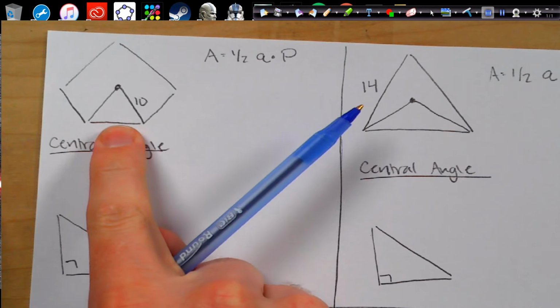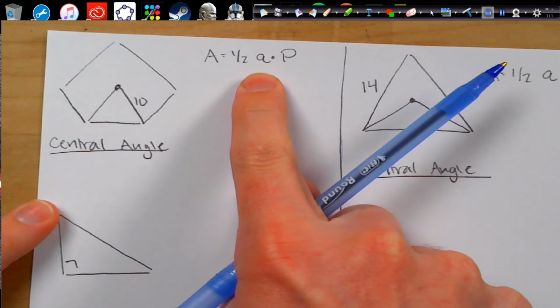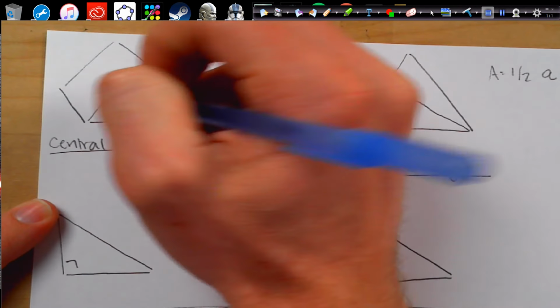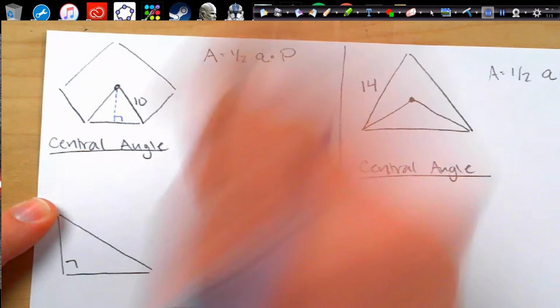Our first problem is a pentagon. We don't have the apothem, so I can't write it in, and I don't have the perimeter. So what we're going to have to use is the central angle.